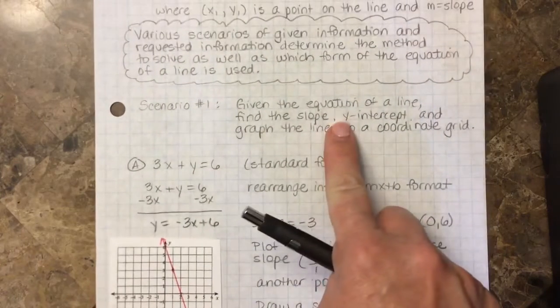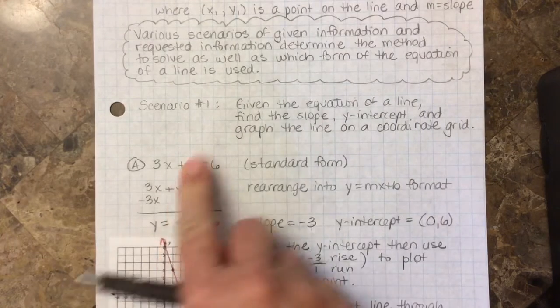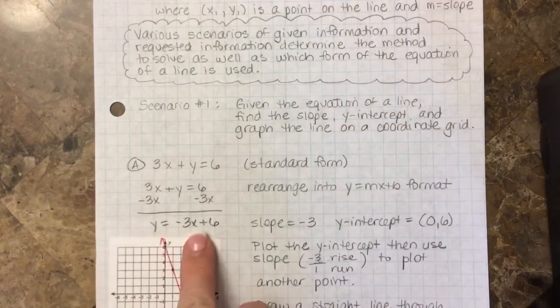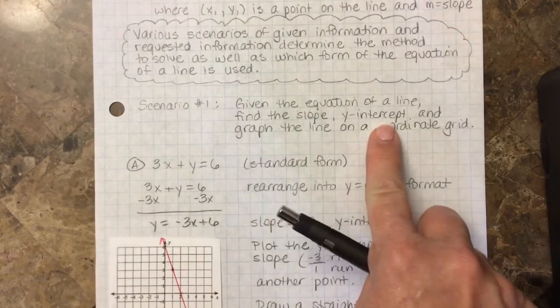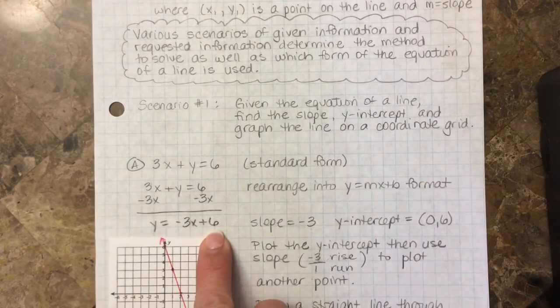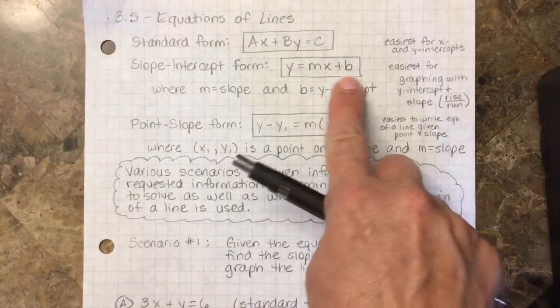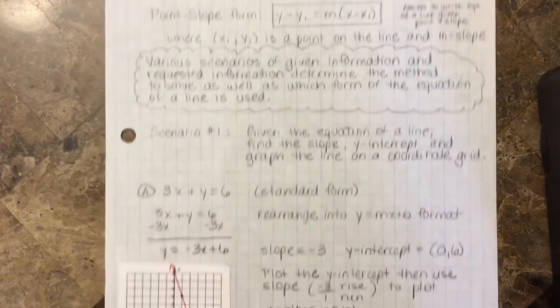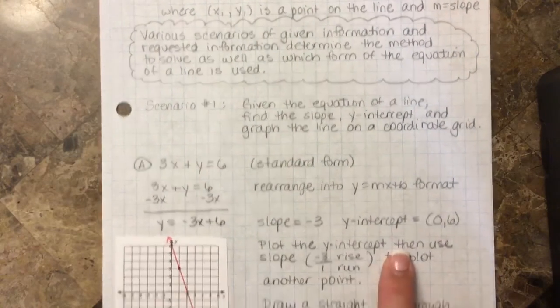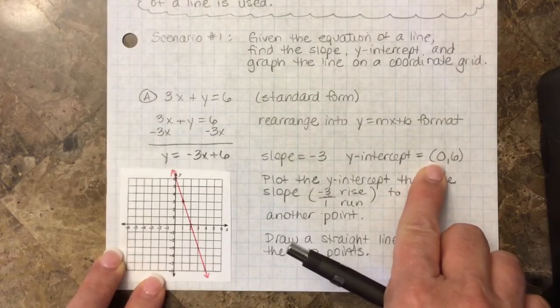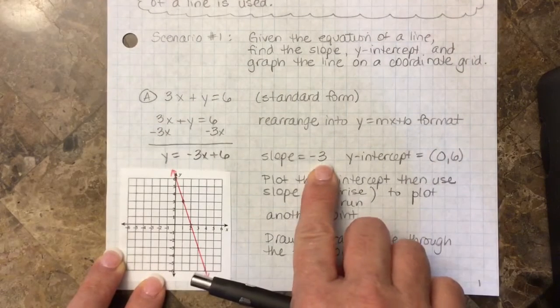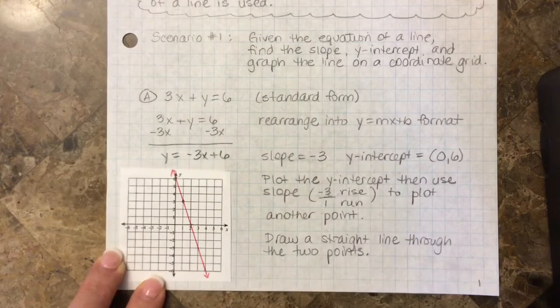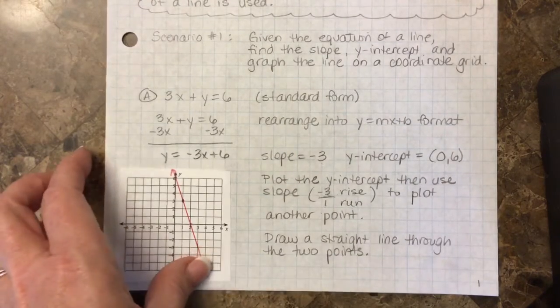So what were we given? We were given an equation. We wanted to find the slope, so we rearranged it into slope-intercept format. We wanted to find the y-intercept, and that became the b value. This is the y-intercept, and this is the slope when it's in this format. Then to plot it, you start with the point, and then use the rise over run from your slope to plot another point, and then you draw the straight line.